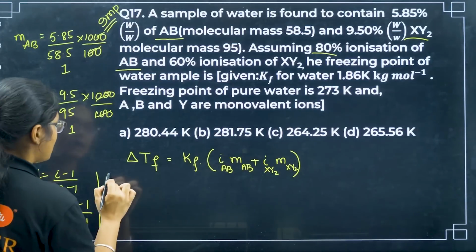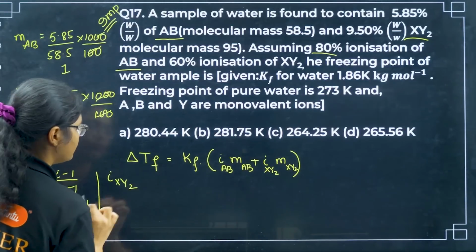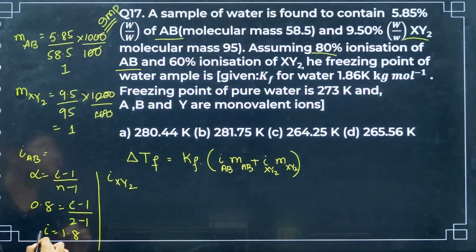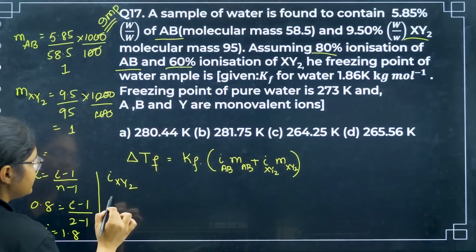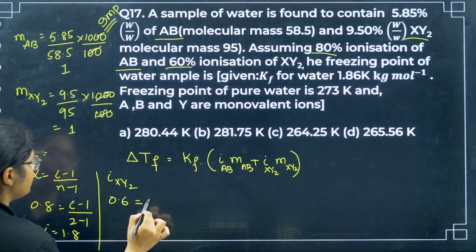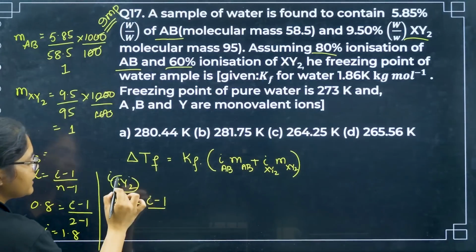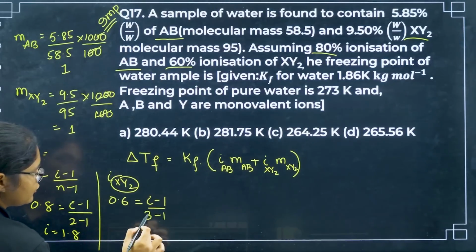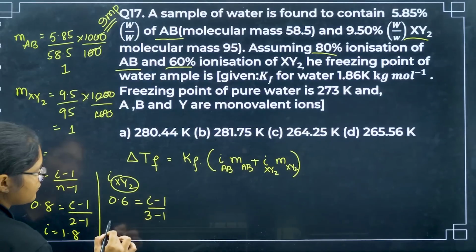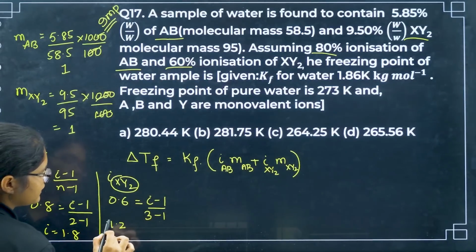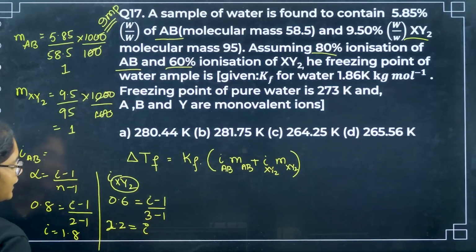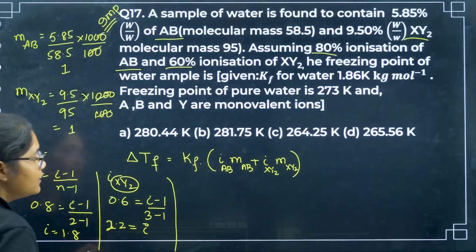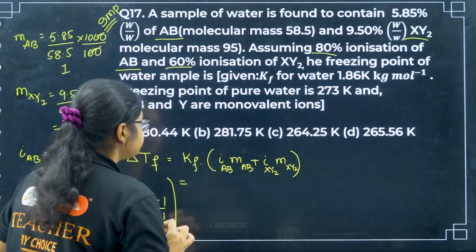Next, I of XY2. Again here the alpha value is given to me as 60%, right? So 0.6 is equal to (I minus 1) by (3 minus 1), since XY2 will give me a total of 3 ions. So I minus 1 is 2 into 0.6, which is 1.2. 1.2 plus 1 is 2.2, so I is equal to 2.2. Here it is 1.8 and here it is 2.2. Done. Now let us solve the question here.